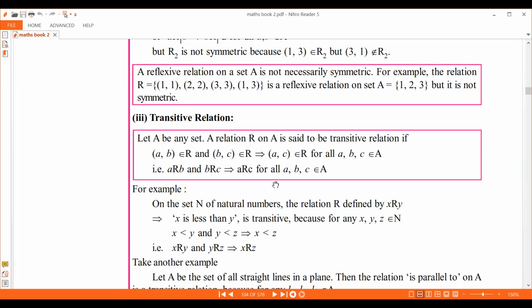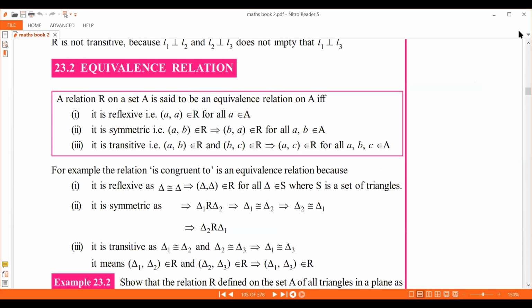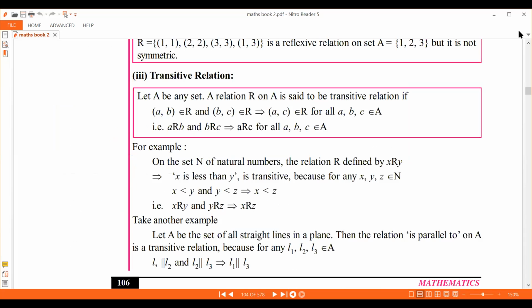And now, they have written that X is related to Y, Y is related to Z, and X is related to Z. Then you can say that it is a transitive relation. Now take an example.